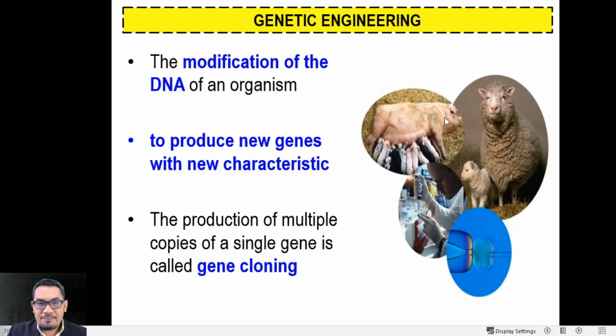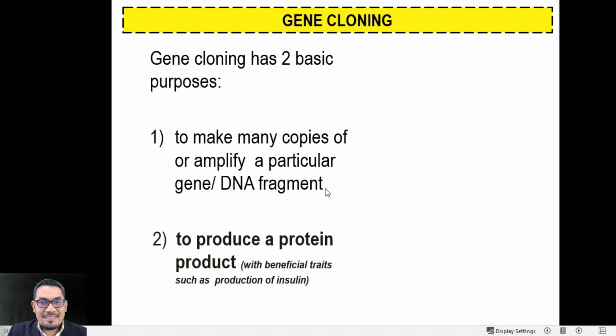Refer to this diagram, we can see genetic engineering applied in animals such as sheep and pig. And from genetic engineering, the term gene cloning exists. Gene cloning refers to the production of multiple copies of a single gene, and gene cloning has two basic purposes. First, to make many copies of a particular gene. Second, to produce a protein product.